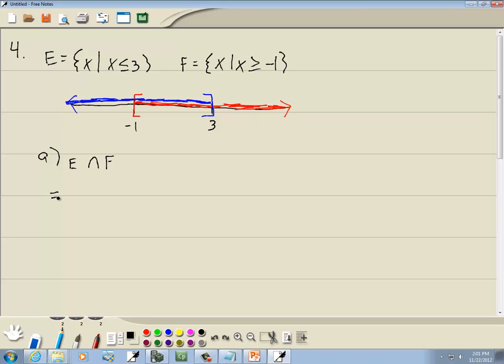Well, they're both shaded between negative 1 and 3. So this would be negative 1, 3. Now bracket on the 3, bracket on 3. Bracket on negative 1, bracket on negative 1. And that'd be your answer.